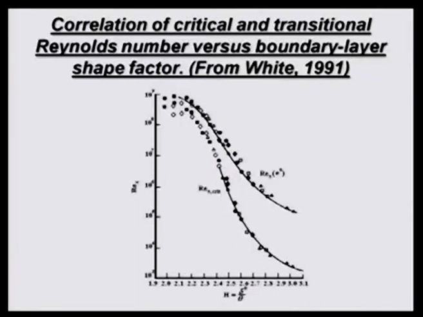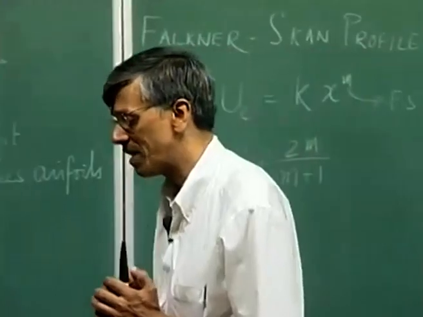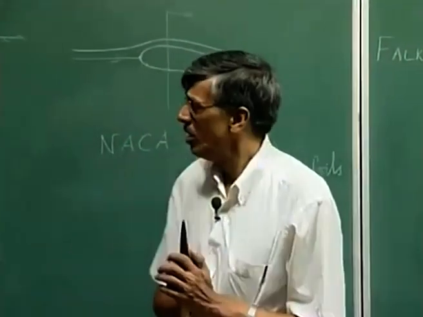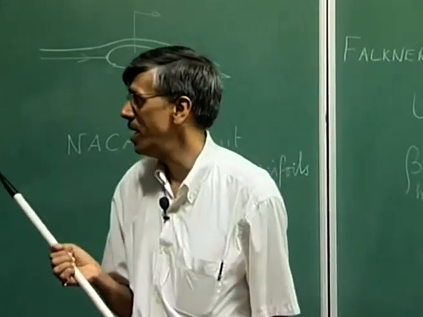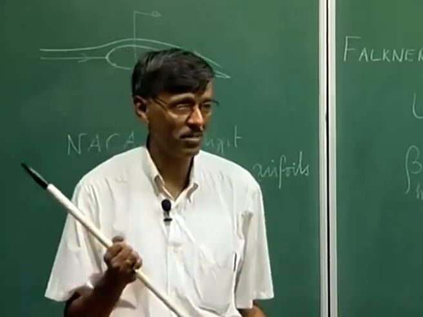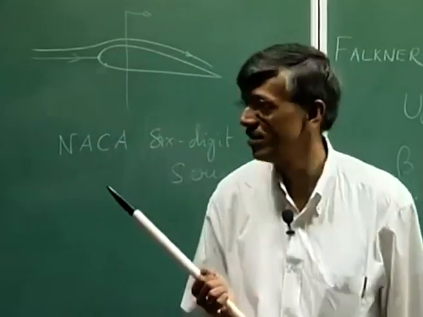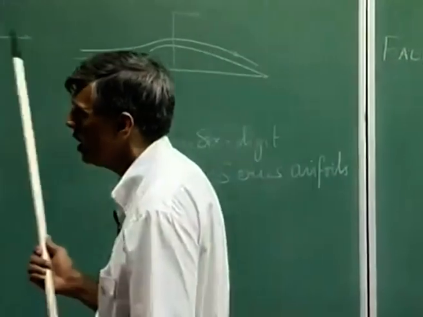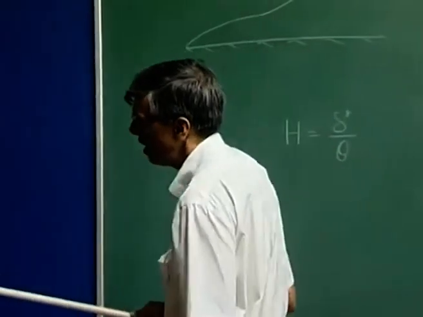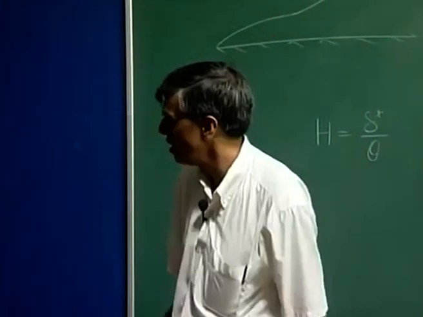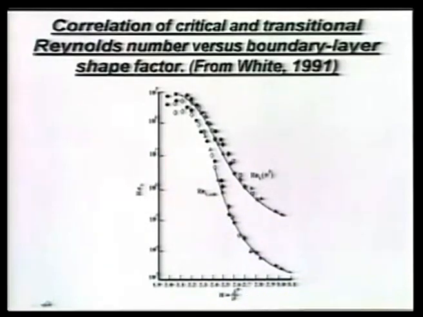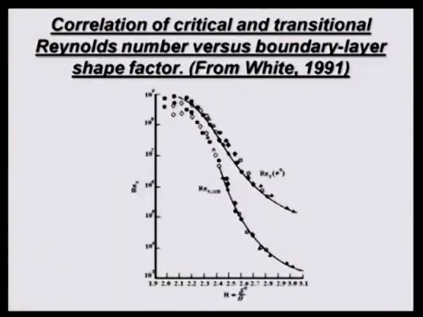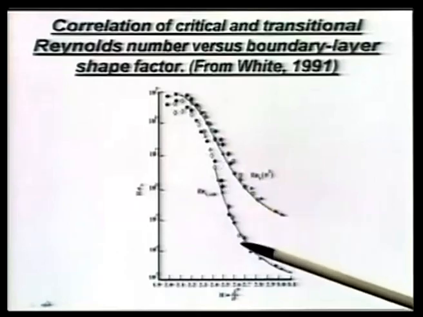Let us now talk about other effects. We have now just talked about the effect of pressure gradient, right. What else can affect transition? Well, of course, the main thing is going to be the background disturbances, right. Here what we have done is what we just now discussed. We have plotted Re, Reynolds number, versus the shape factor, and there are collections of data that have been plotted here.